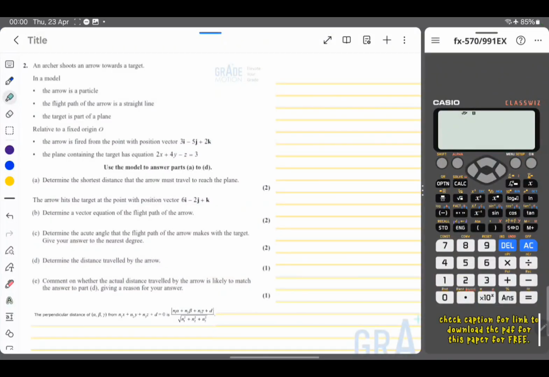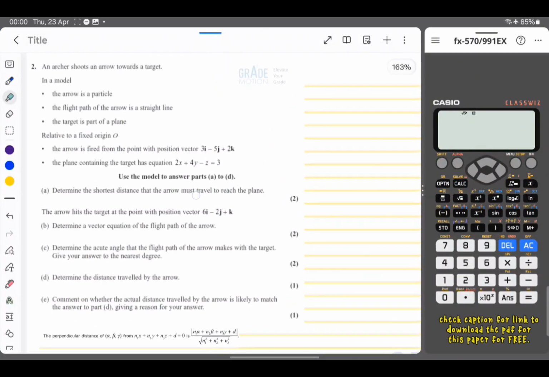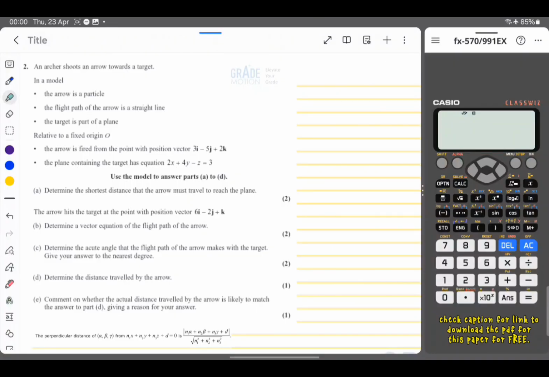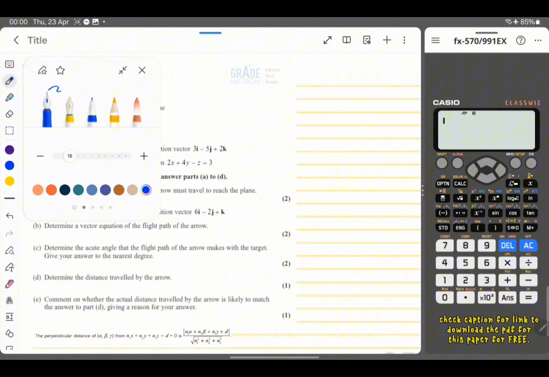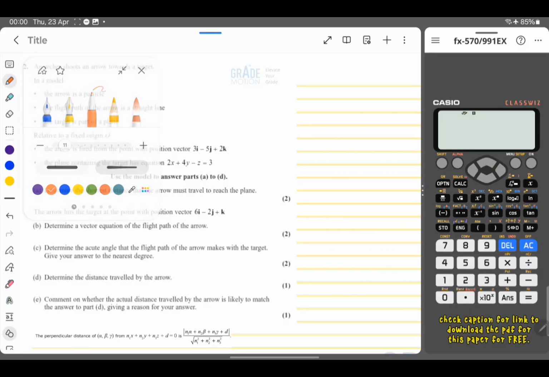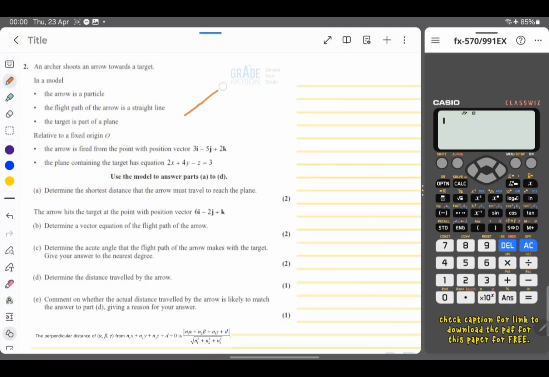Let's now take a look at question number 2. Okay, for question number 2, we have a modeling question for vectors. An archer shoots an arrow towards a target. Okay, in a model, the arrow is a particle. The flight path of the arrow is a straight line. So what we have here, we have a flight path and it is a straight line.